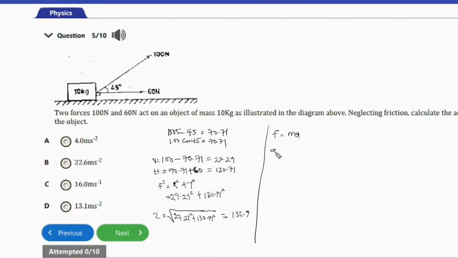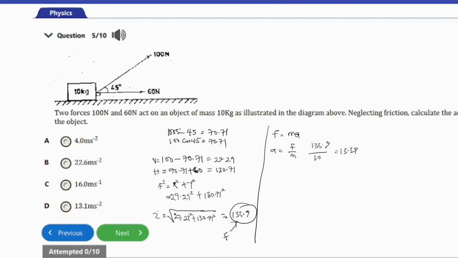So if we make acceleration the subject of this equation, that will be dividing the force by the mass. Let's recall that the mass here is 10 kg. So when we divide 133.9 by 10, we are going to have 13.39 thereabouts. So guys, the closest answer to this is option D here, which says 13.1 meter per second squared. So that's option D here, the answer to this question.